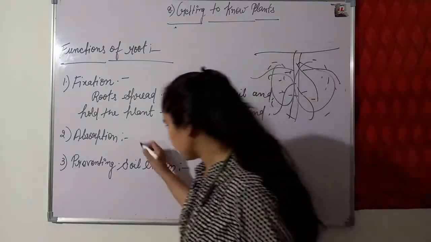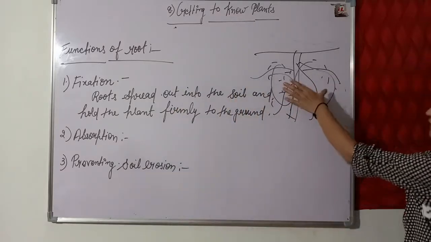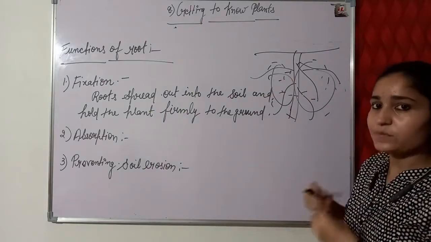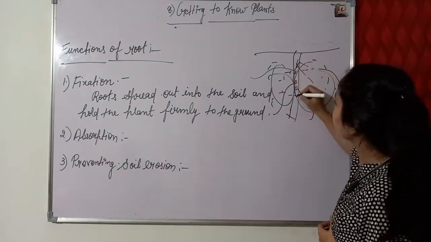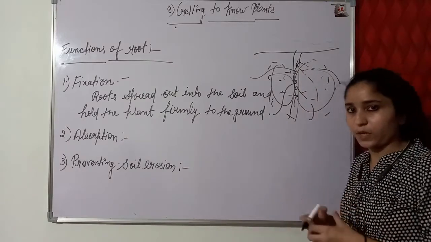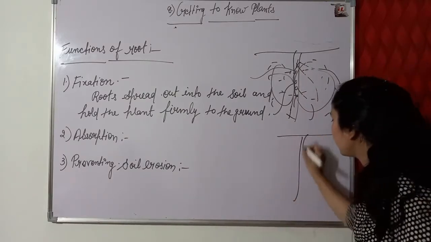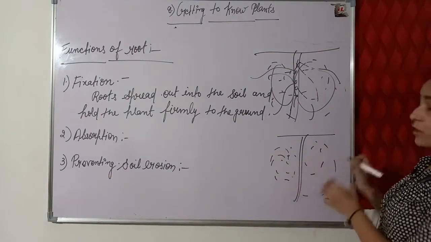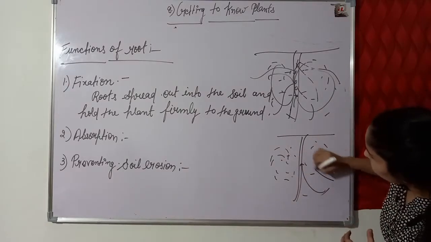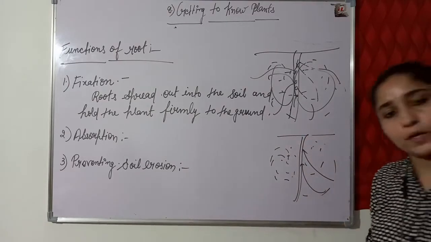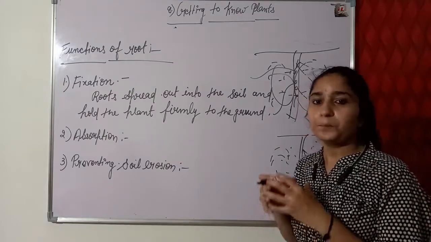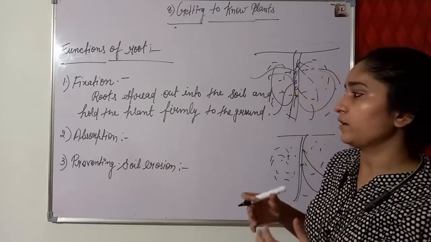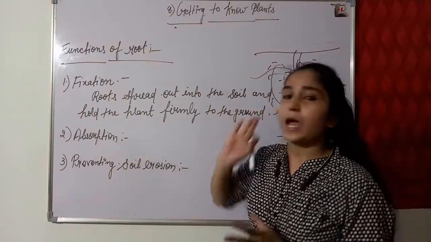Next is absorption. Water and minerals are present in the soil, and roots can absorb that mineral and water from the soil. Such as this is the root, and the minerals and water present in the soil can be absorbed by this root. Water and minerals are very useful for plants to make food and other substances. So this is absorption.